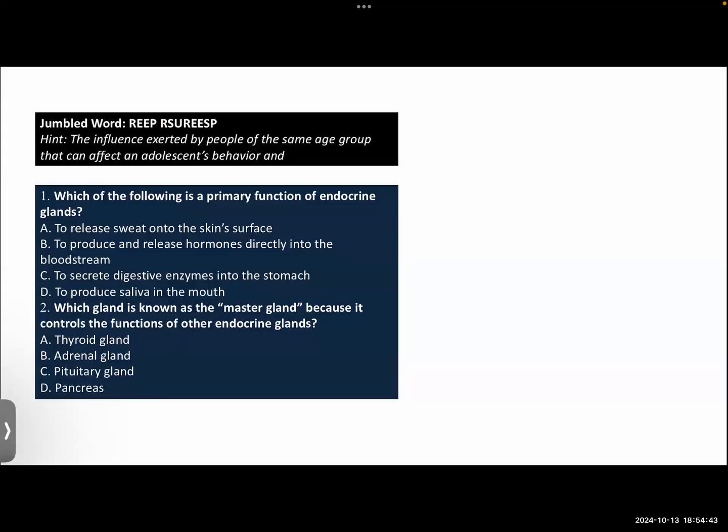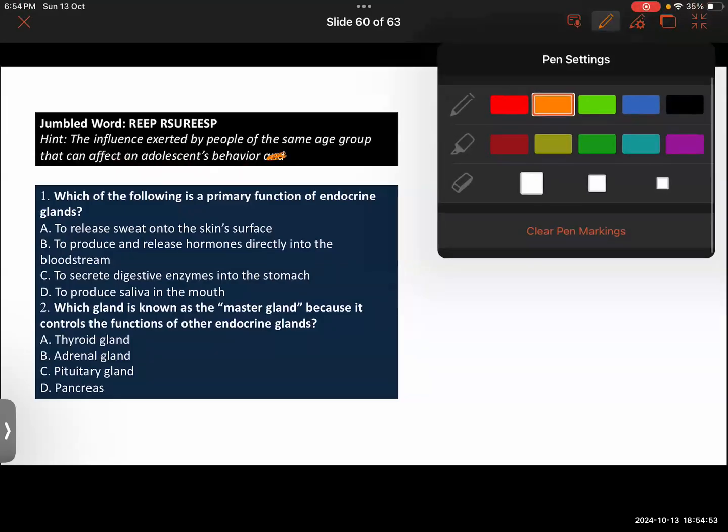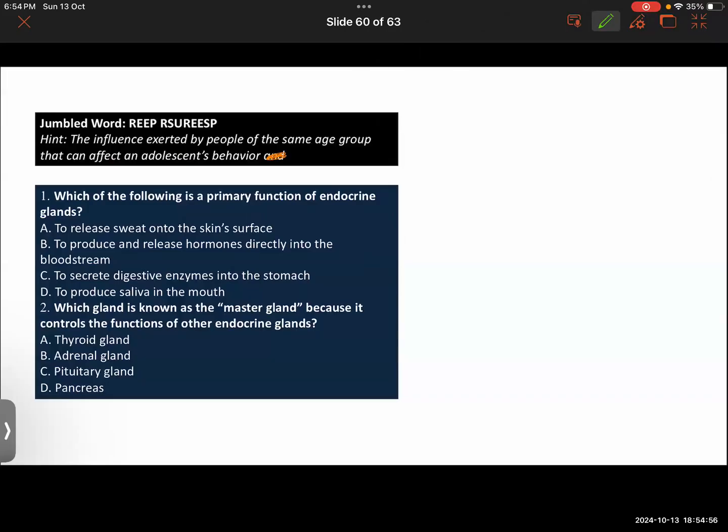Now, there's one more question. The influence exerted by people of the same age group that can affect an adolescent's behavior. What could be the appropriate word for this? Peer pressure? What do you guys think? Abdullah, same, sir. Same. Very good. So that is peer pressure. Okay.